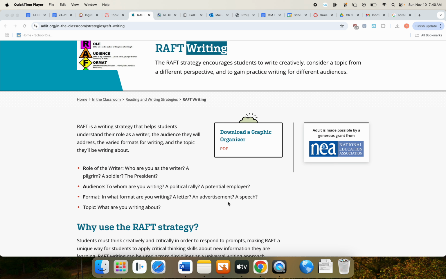The audience, a lot of it is their classmates, or others within the room, who might not know how to do something, and really, like I said, breaking down that key vocabulary.